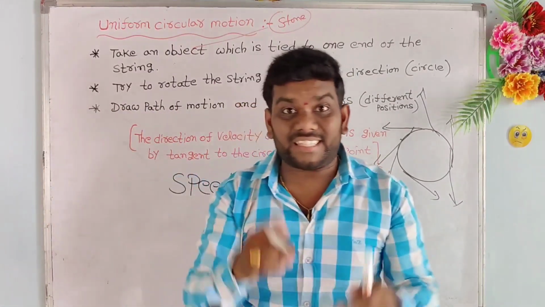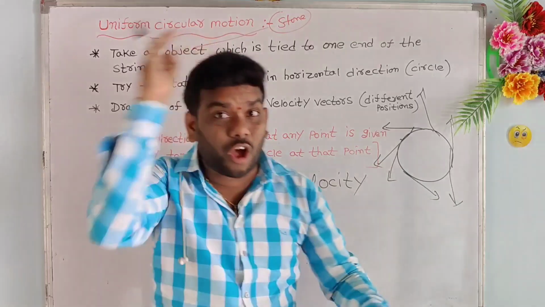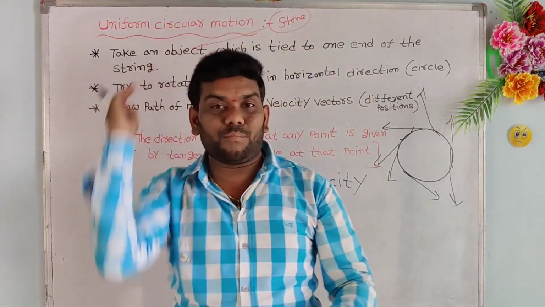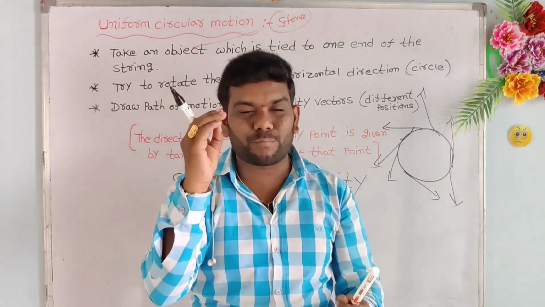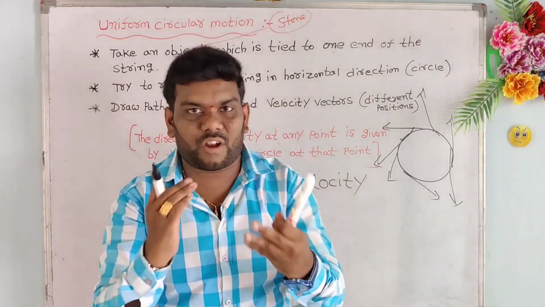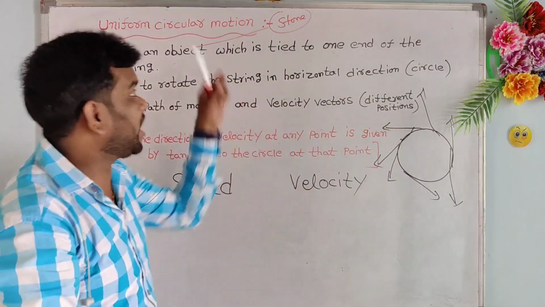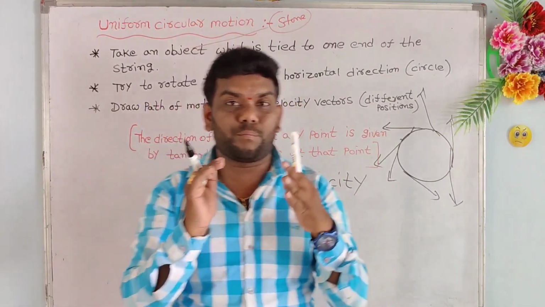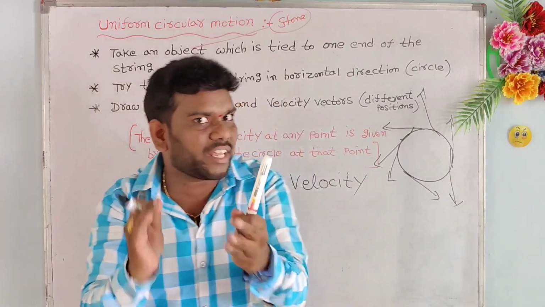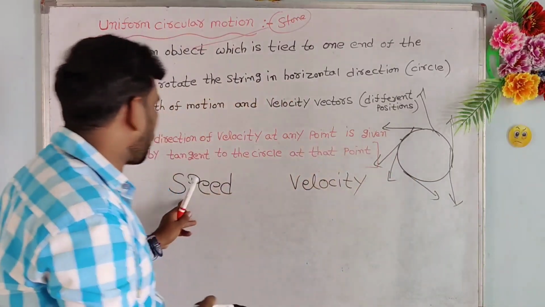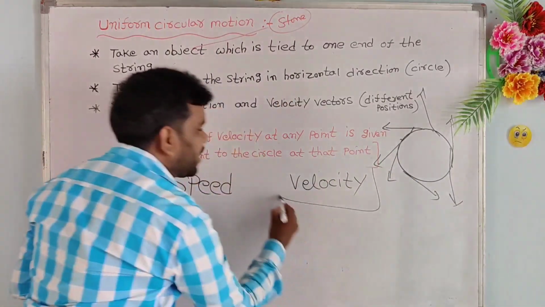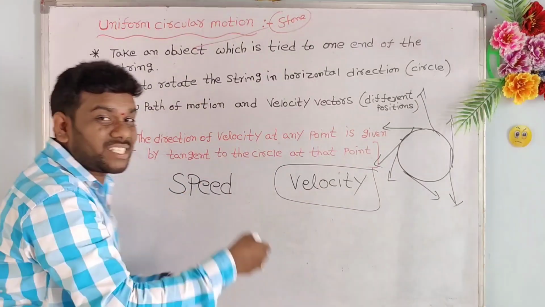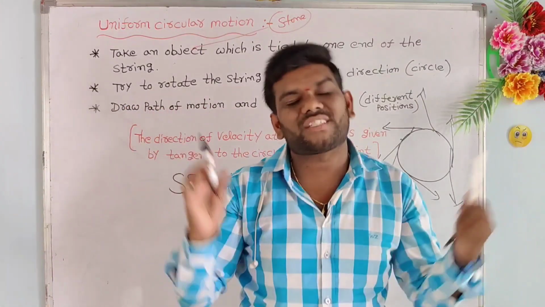So in this case, we assume the speed of the ball, I mean the stone, because our object is a stone, is constant. Here speed is constant, but velocity at different positions changes continuously.